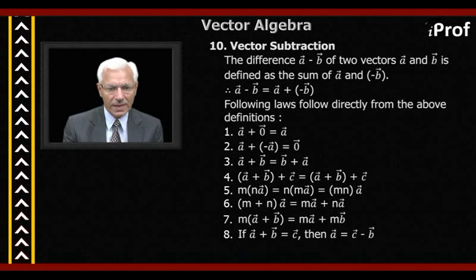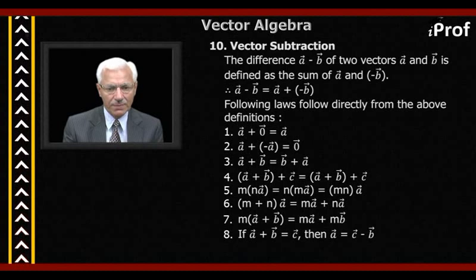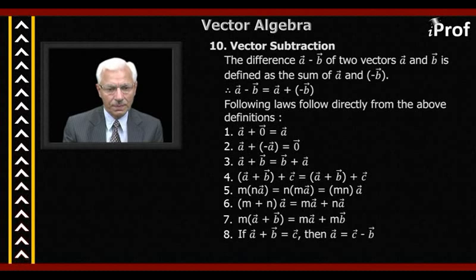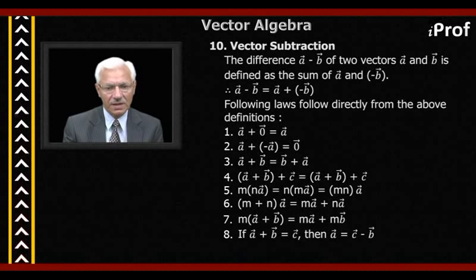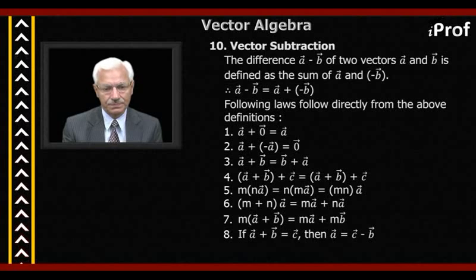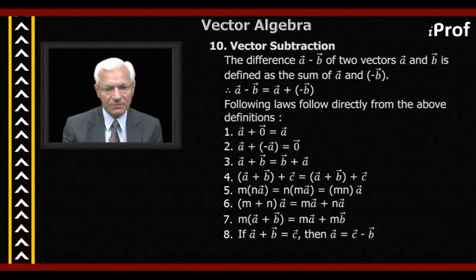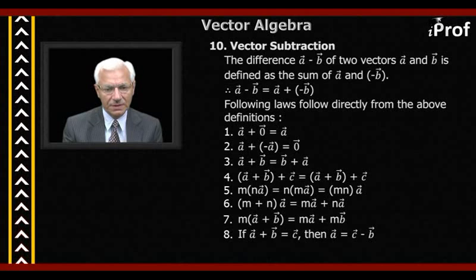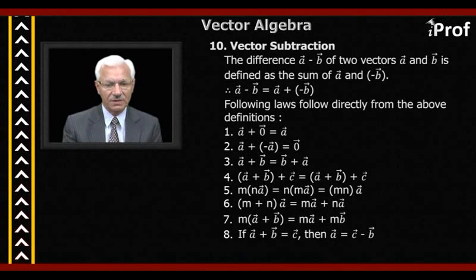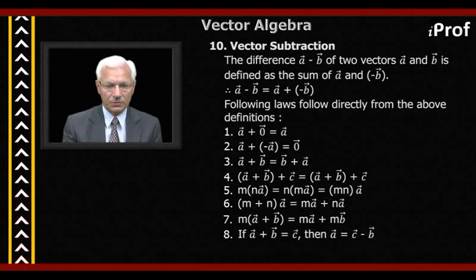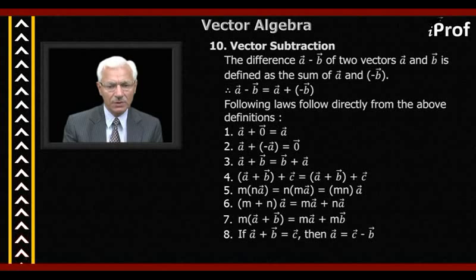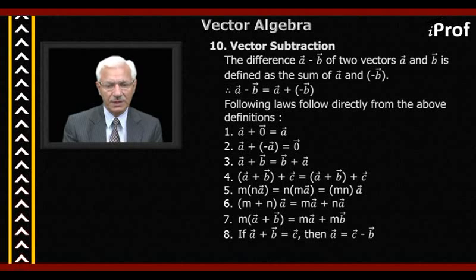Fifth, m times (n times vector A) is equal to n times (m times vector A), which is equal to mn times vector A. Sixth, (m plus n) times vector A is equal to m times vector A plus n times vector A. Seventh, m times (A plus B) is equal to m times vector A plus m times vector B. Fifth, sixth and seventh are called distributive laws. And eighth, if A plus B equals C, then A is equal to C minus B.